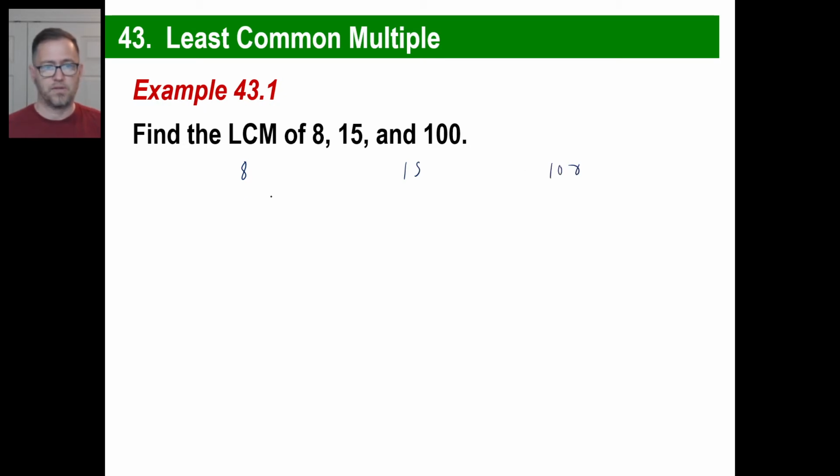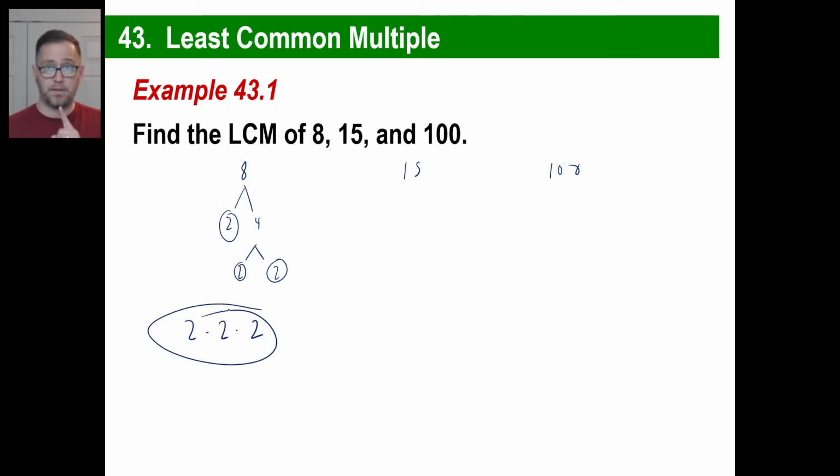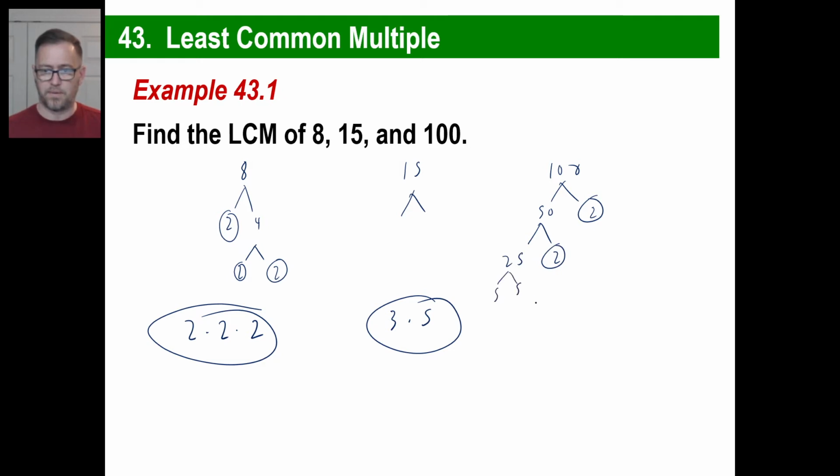So 8 will be 2, of course, times 4, and then there's 2 times 2. There's your primes. In other words, 8 is 2 times 2 times 2. Keep that in your head. 15, piece of cake, that's 3 times 5. 100, you can do this any way you want, of course. 50 times 2, all right? 50, oh, there's another 2, 25. And of course, 25 is 5 times 5. So 100 is 2 times 2 times 5 times 5.